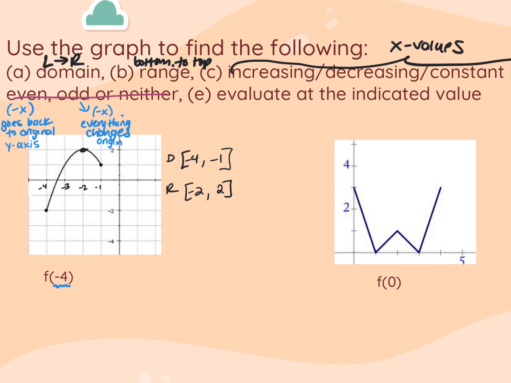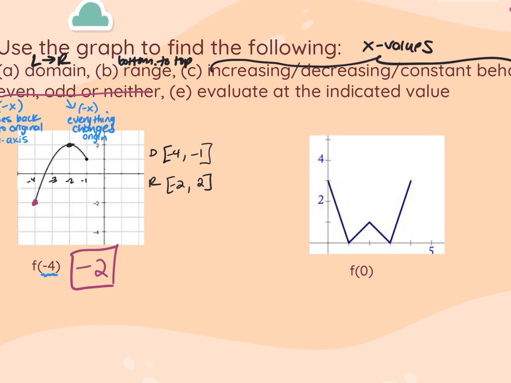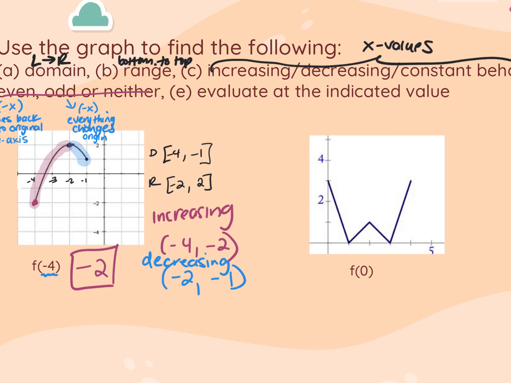So the first one we did, the domain was -4 to -1 with a bracket on both. The range, -2 to +2 with a bracket on both. And -4 is here, right? Or the x is -4 there, where my y is -2. This would be increasing on this first range here before it changes direction. And I use the x values. So -4 to -2 is increasing. Then it changes direction and it comes down, which is decreasing. So it's decreasing from -2 to -1.